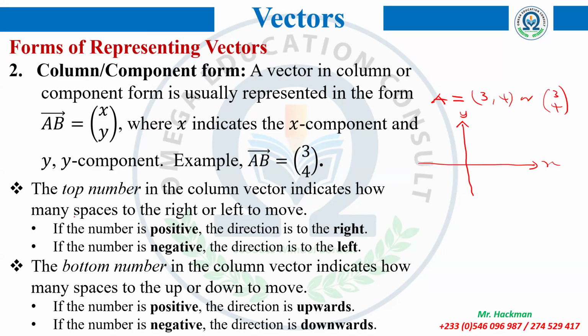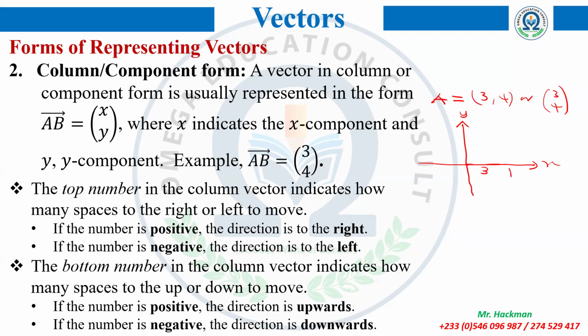So we said, okay, if the number is positive, the direction is to the right. If I'm looking at the number 3, 4, the top number here, because it's positive, it means starting from the origin, assuming this is where my A is, I need to move 3 places to the right. And if the number is negative, you move to the left.